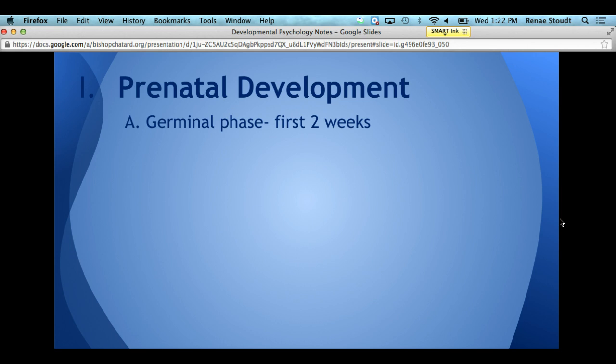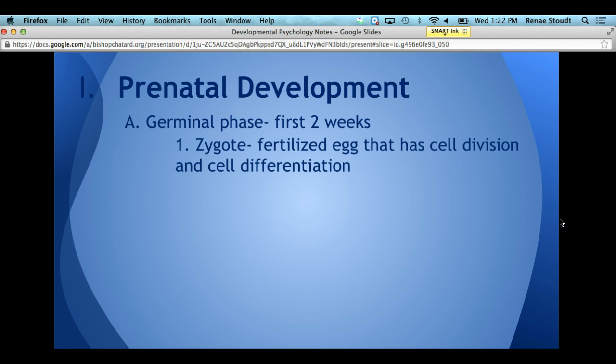All right, so in the germinal phase of development, we have what we call a zygote. A zygote is a fertilized egg that has cell division and cell differentiation. When the sperm meets the egg in the fallopian tubes, okay, what happens is that, okay, magic. All of a sudden, you have the cell dividing, and it's dividing and dividing and dividing, and it's continually making more and more cells. And what happens is that you actually have cell differentiation, so the individual cells will decide what part of the body they're eventually going to be.